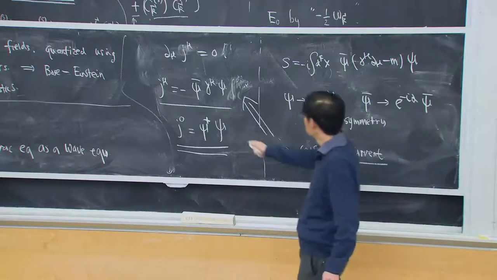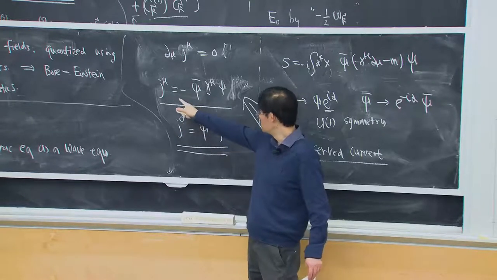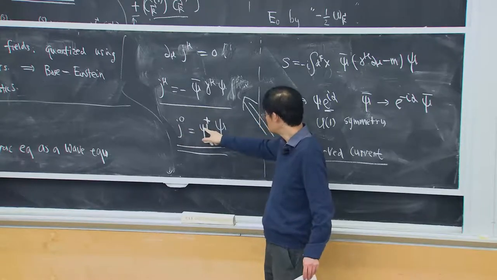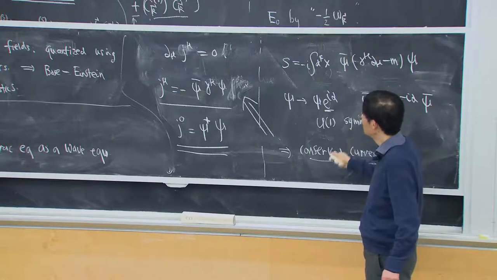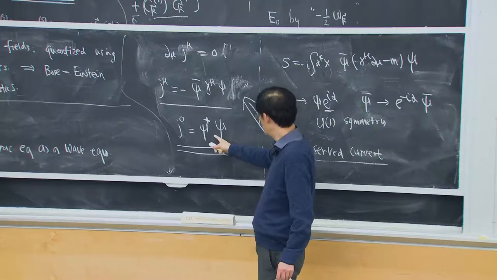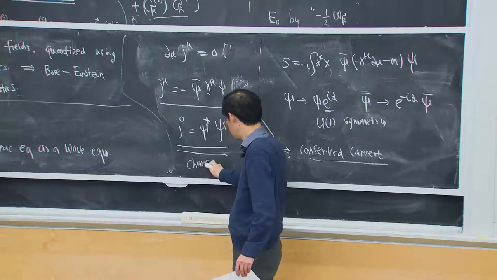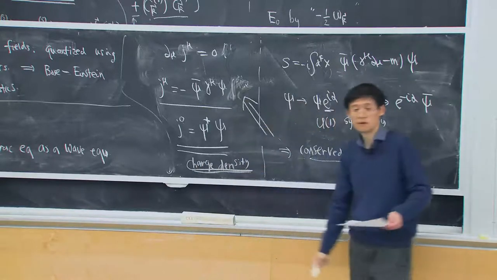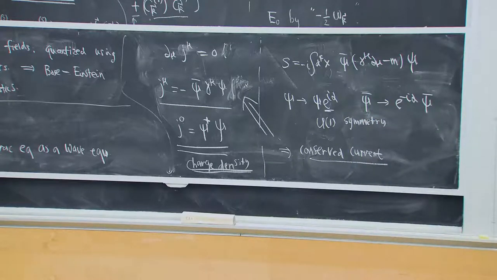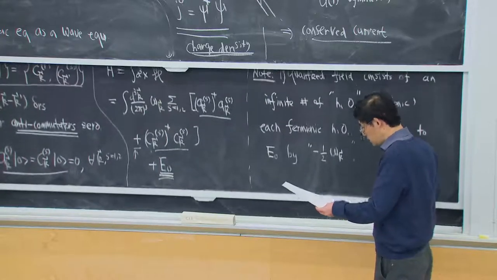So now, instead, rather than interpreting J0 as a probability density, as you would if you treat it as a wave equation, here we just interpret it as a conserved current for this U1 symmetry. The zeroth component of this conserved current we interpret as some kind of charge density, as we did for the scalar case. So now you can just work it out. What's the Q?